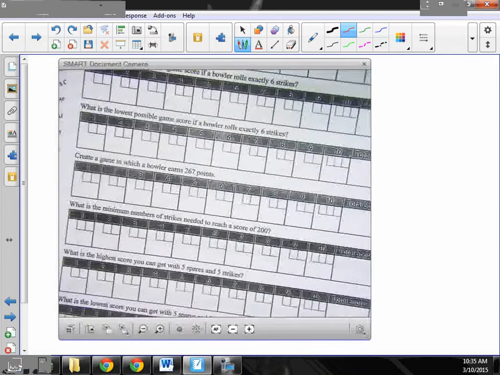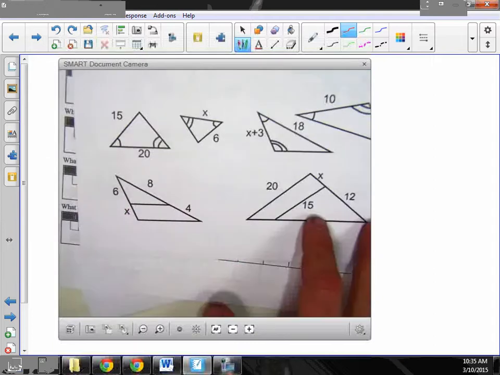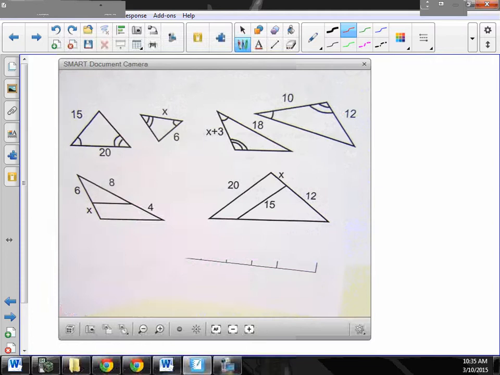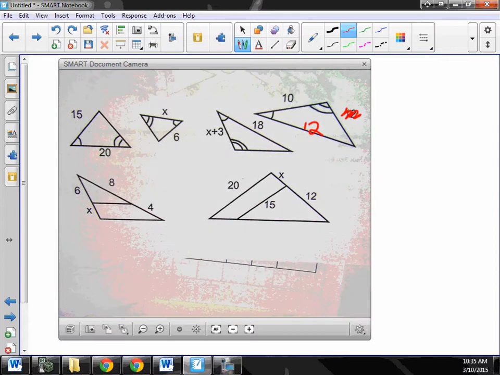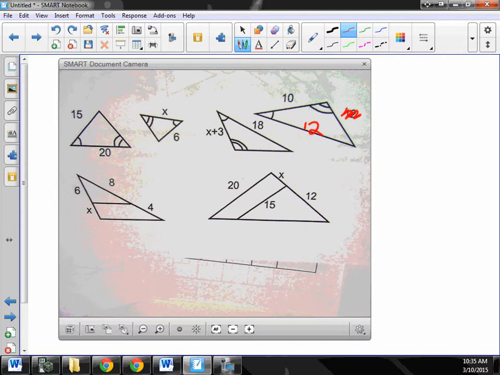Go back to the first page. And there's a mistake on this page, sorry. This 12 needs to go right here. Otherwise it doesn't work. All right. So the instructions say that we know the triangles are similar. Now we need to find the value of x if the triangles are similar.